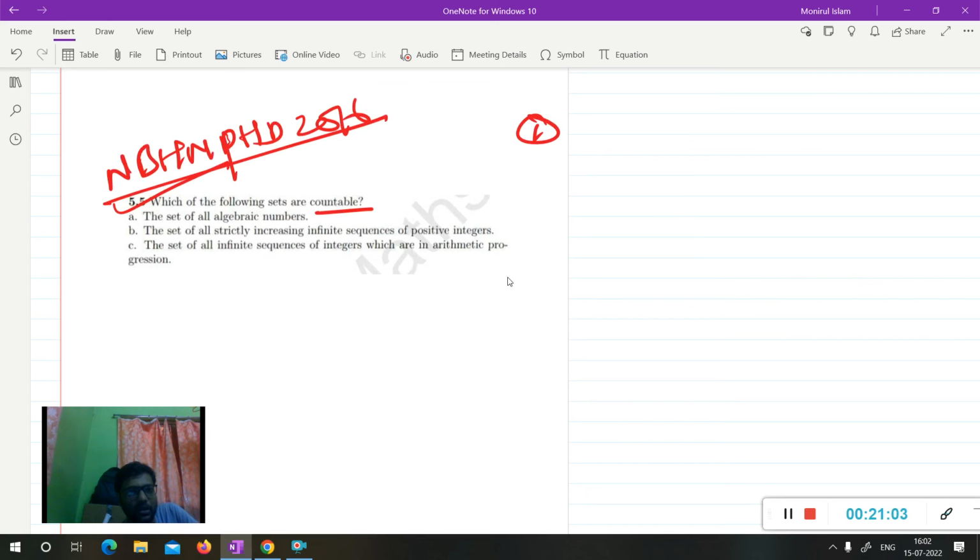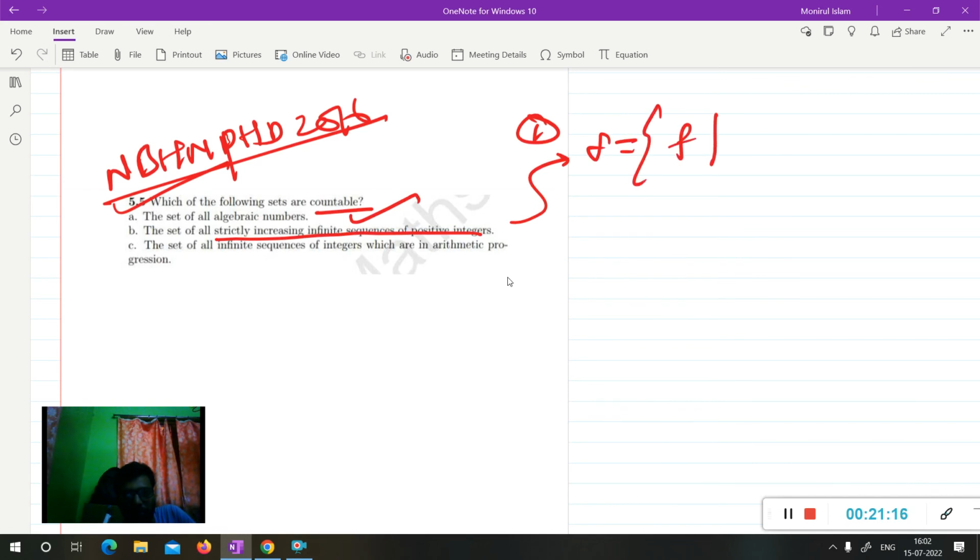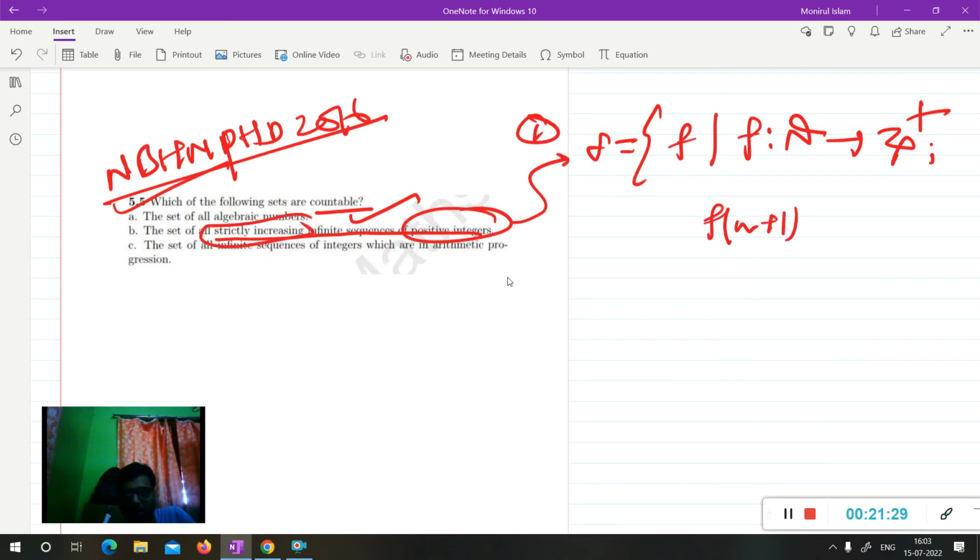So see, the set of algebraic numbers, we all know it is countable. I told you the set of algebraic numbers is countable. So that option is correct. The set of strictly increasing infinite sequences of positive integers. It means we construct a set S of sequences, that is, mappings from natural numbers to positive integers. It's saying strictly increasing, so f(n+1) will be greater than f(n) for all n.